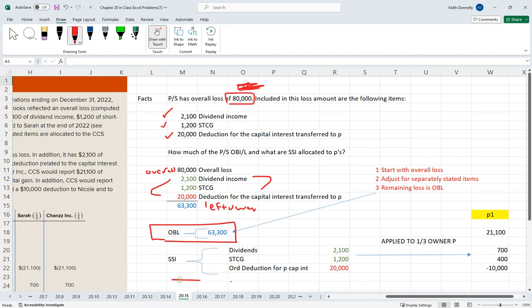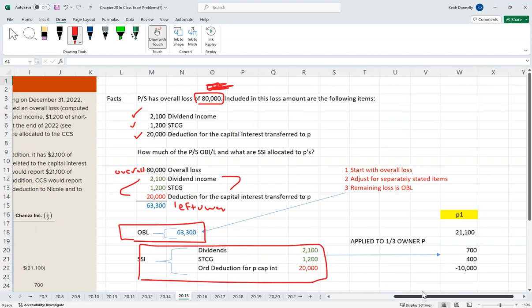Likewise, once we have the separately stated items, we have to separate them, then we push it out to the owners. So on the 1065, you'd see $2,100 on the Schedule K. But on the owners, partner one, on his K1, he would get his share for the 1/3 ownership. Same with these other items.